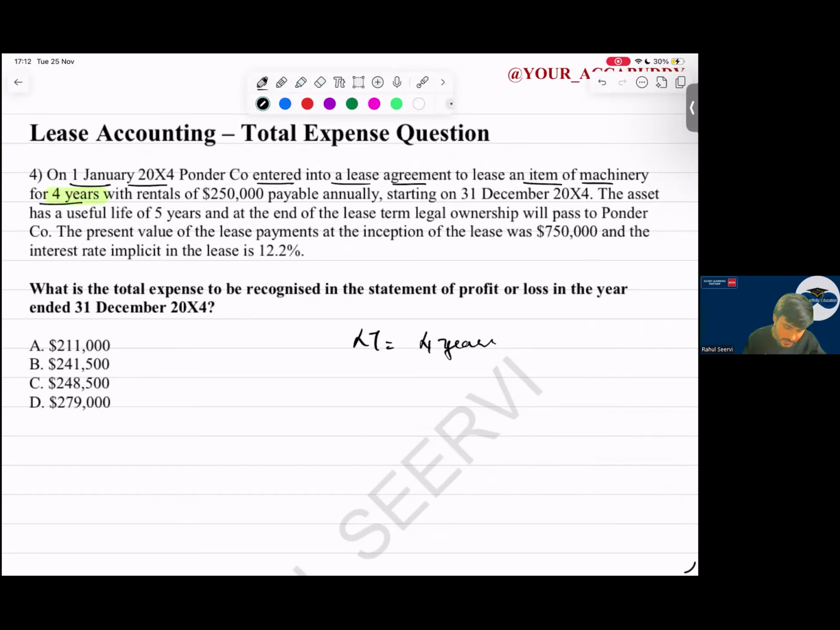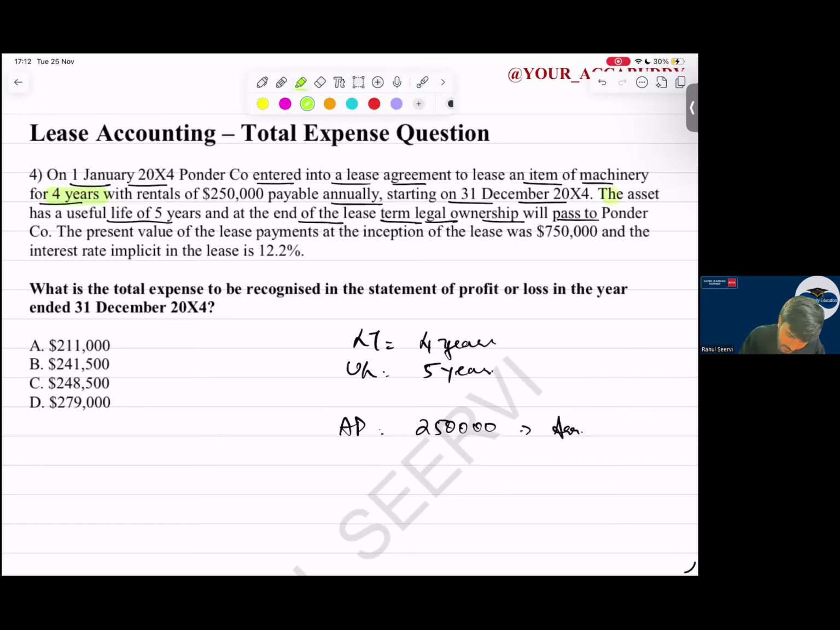Rental of 250,000 payable annually, starting on 31st December 20X4. So the payments are done in arrears. It's not advance. The asset had a useful life of 5 years. Annual payments are 2,50,000 in arrears. You need not write this down. Be quick and do not waste time here. I am writing so that it can be a good explanation as well as revision. And at the end of the lease term, legal ownership will be passed to P.